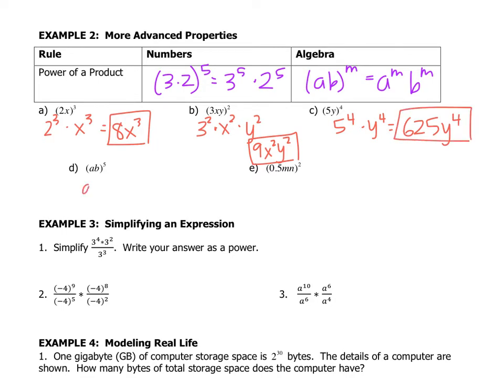This is just a to the fifth, b to the fifth, because I can't simplify anything. And this is going to be 0.5 squared, m squared, n squared. You should do 0.5 squared. That's 0.25. But you don't know the other ones, so you just leave it.